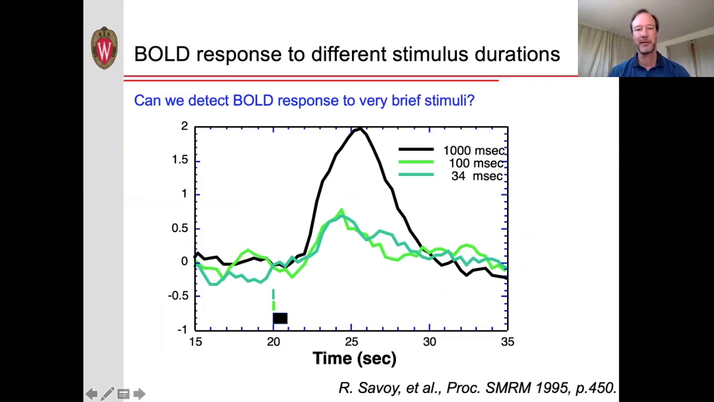Another question that was asked early in fMRI is whether we can detect the BOLD response to brief stimuli. And indeed we can. Here's an example showing the visual activation to a 1 second visual stimulation, 100 millisecond and 34 millisecond stimulation. And we can see a BOLD response even to the very brief stimulations.